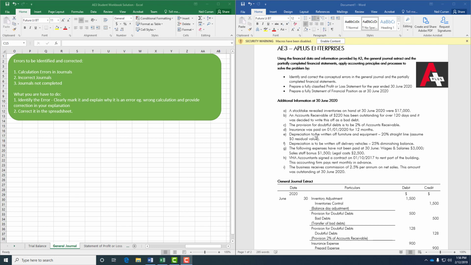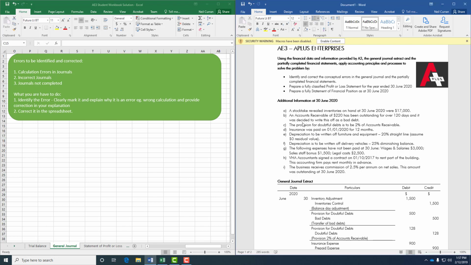And then there'll be additional ones, for example, depreciation, which you learnt in term 3 in year 11. And also you'll be doing a statement of profit or loss and statement of financial position, which is fully classified. So I'll be going into how to complete one of those in the next vodcast. I'm going to break the vodcast up into 3 parts. 1, looking at the journals and correcting them. 2, doing the statement of profit or loss with the adjustments. And 3, completing a statement of financial position with your adjustments.